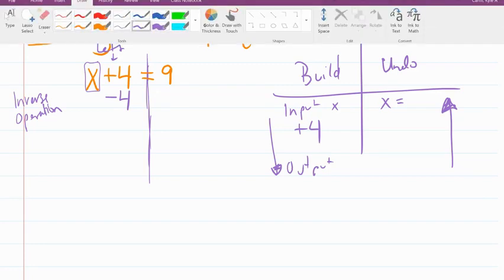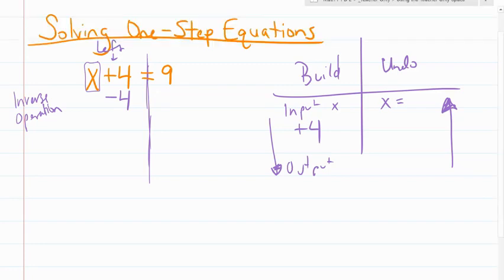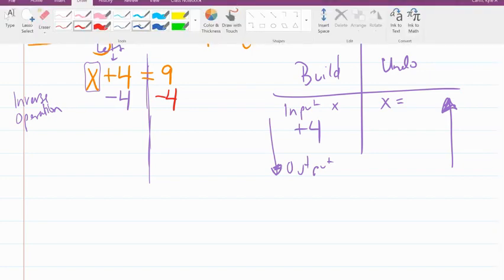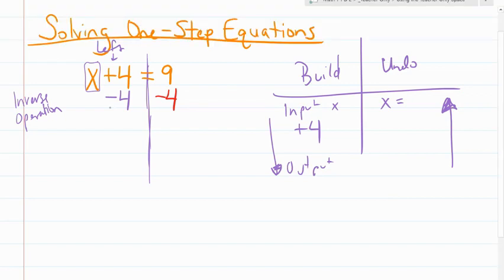If I subtract 4 from that side, from the left, I'm also going to need to subtract 4 from the right. This one in red comes from needing to keep these equations balanced, okay? The two sides of my equation. All right, so what happens now to our equations?